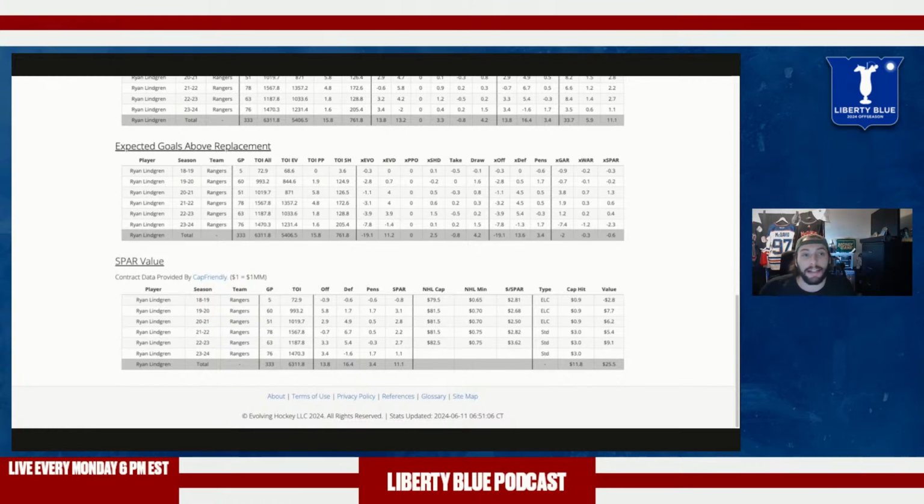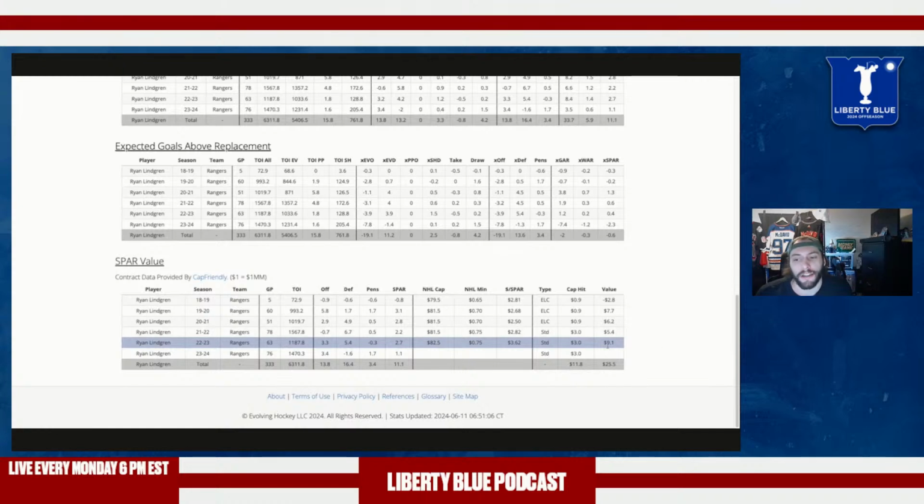So in his career, Lindgren has given the Rangers a lot of value. You look offensively, 19-20. The Rangers played at the highest tempo in the league, one of the highest tempos in the entire league that year. It's not a coincidence. That's also the highest value offensively. You see offense, defense, penalties, value, $7.2 million. $7.2 million. We go down the list and you look down further.